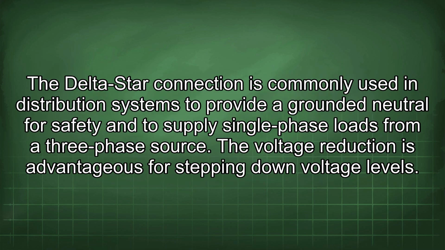The delta-star connection is commonly used in distribution systems to provide a grounded neutral for safety and to supply single-phase loads from a three-phase source. The voltage reduction is advantageous for stepping down voltage levels.